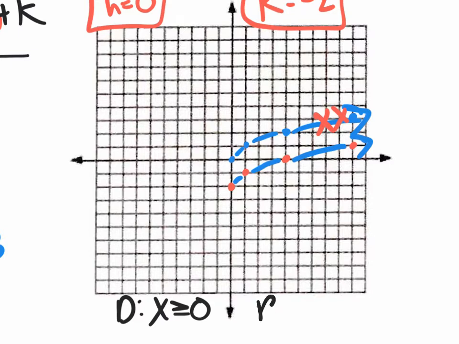How about the range? The range should be your Y values. And what Y value does it begin at? At -2. Now, is it above -2 or below -2? The whole thing is at -2 or above. So what do we say? Y is greater than or equal to -2.